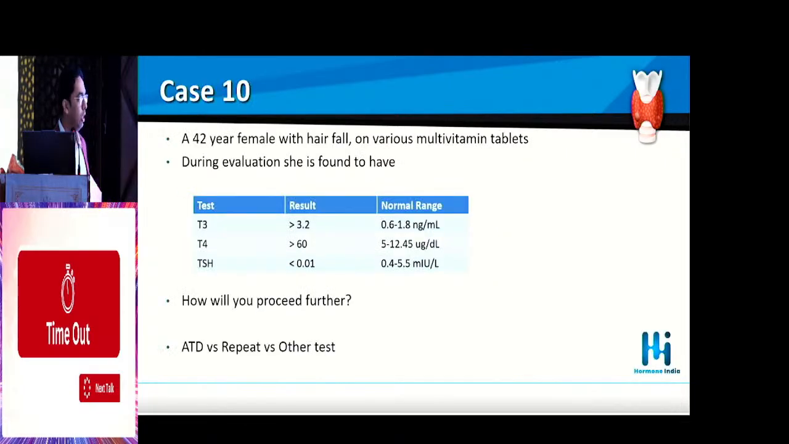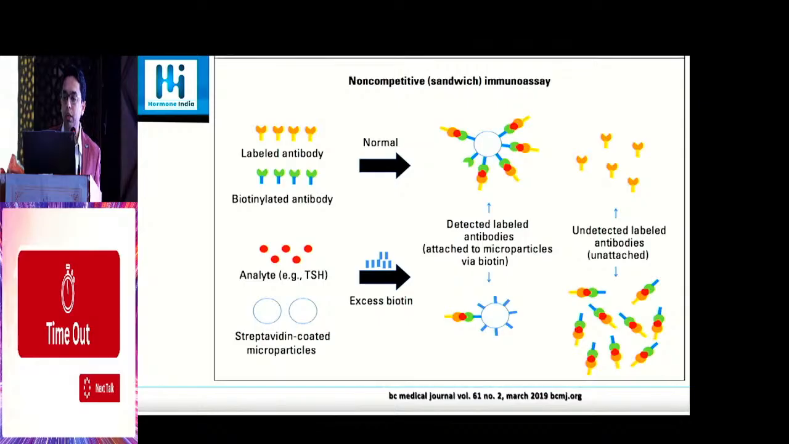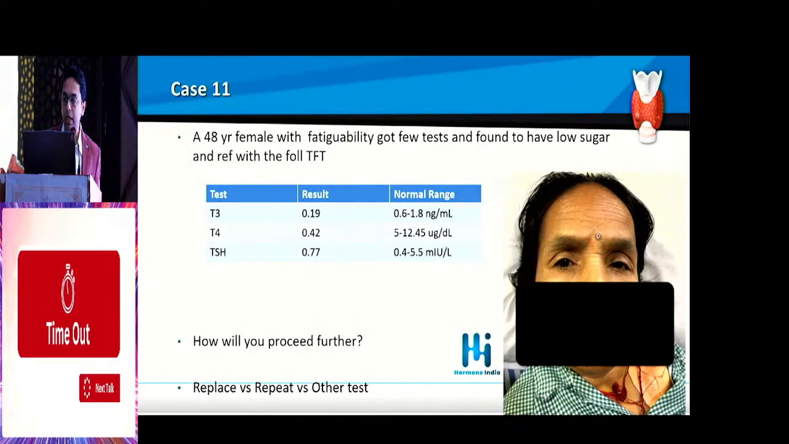And this 42-year-old female with hair fall on multivitamin, T3 above reportable range, T4 above reportable range, TSH lower than reporting range. So this is biotin interference, okay? Biotin. So you have to understand this also. Again, we are not going into details. And this is the last case.